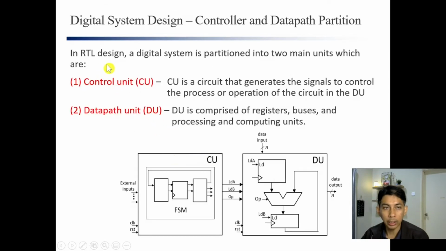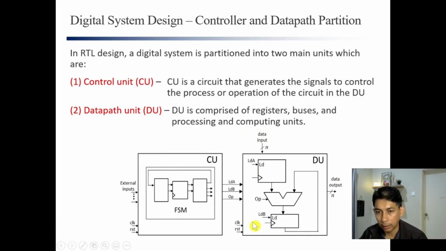So in RTL design, a digital system is partitioned into two main units. The first one we call the control unit, or in short CU. It's a circuit that generates the signal to control the process or operation of the circuit in the DU. What is DU? DU is the data path unit. DU is comprised of registers, buses, and processing and computing units.